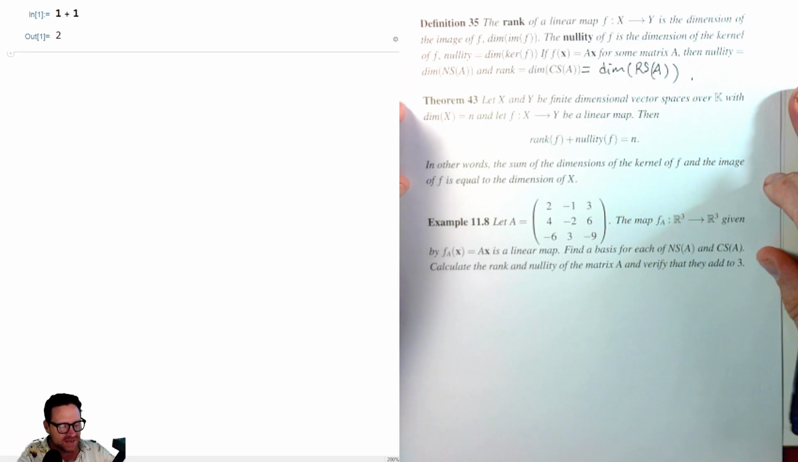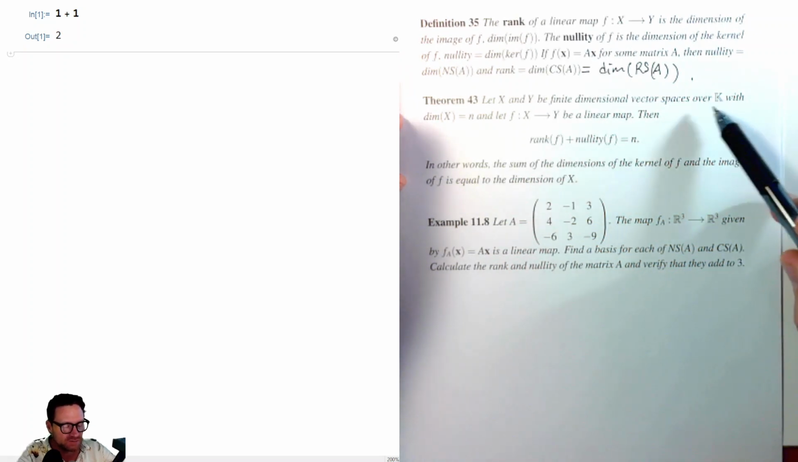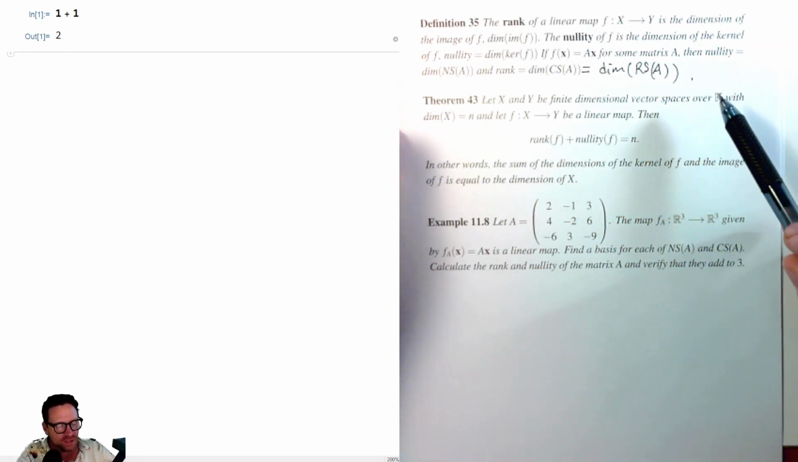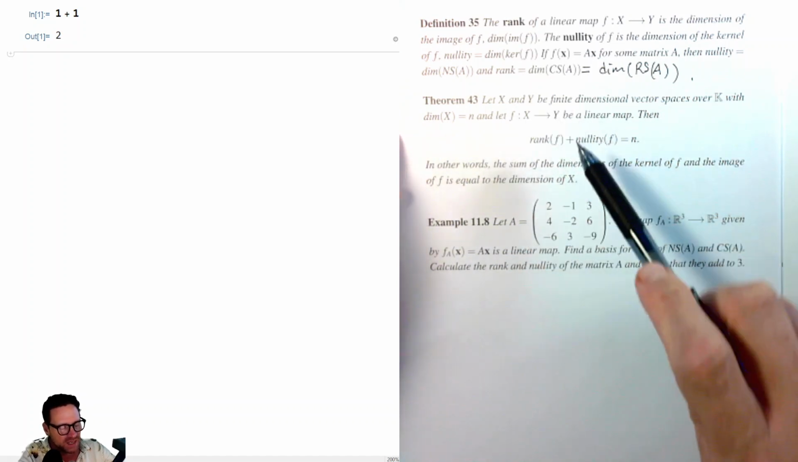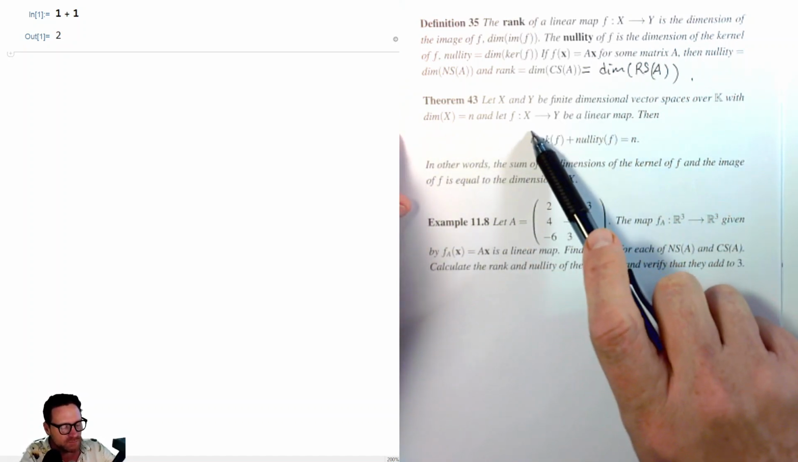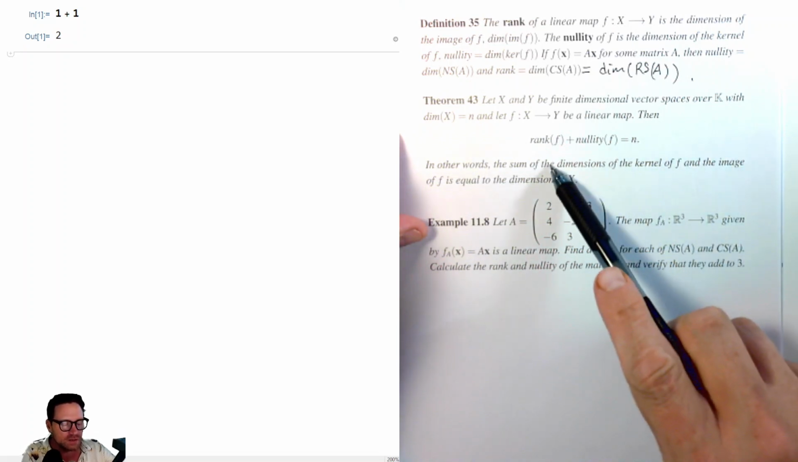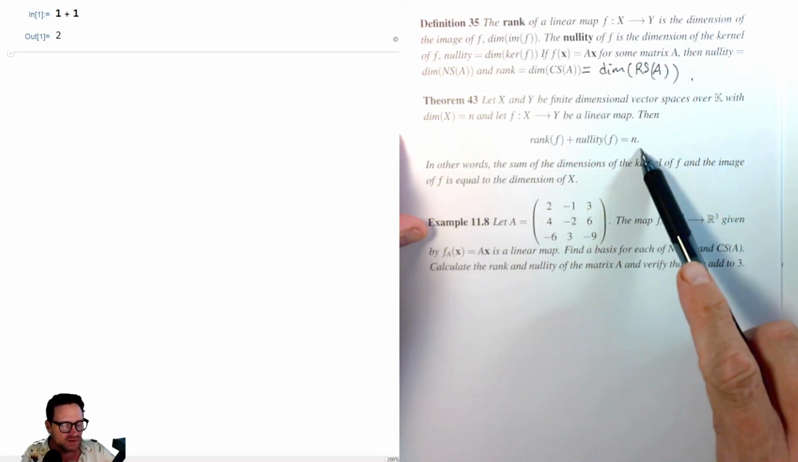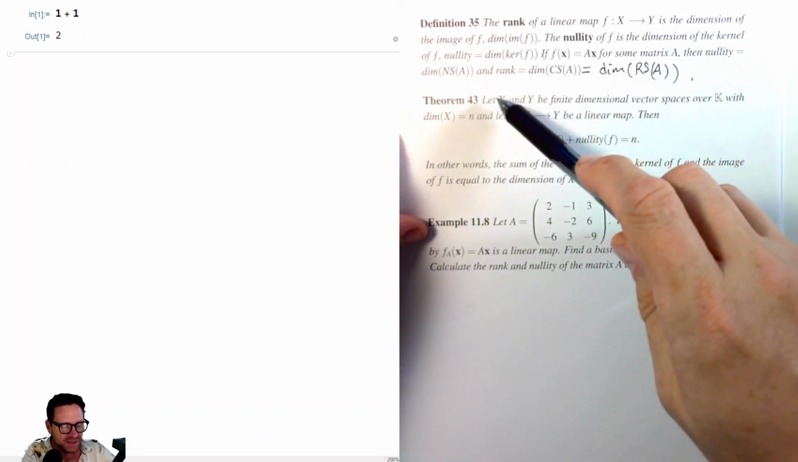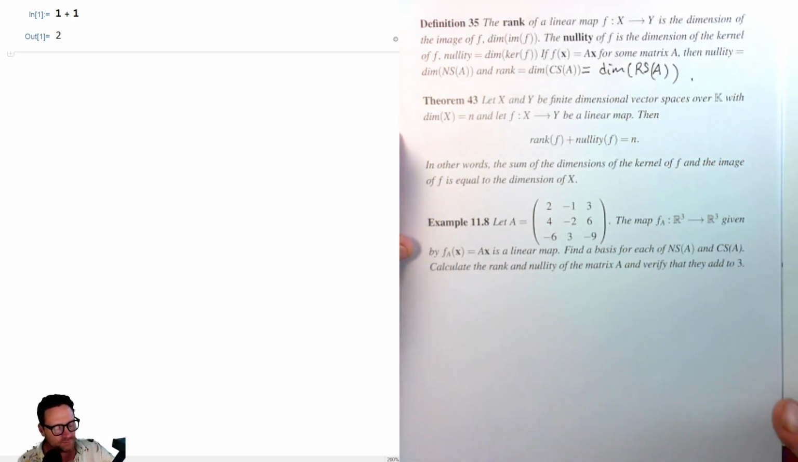Theorem 43. Let X and Y be finite dimensional vector spaces over K with dimension n, and let F mapping X to Y be a linear map. Then the rank of F plus the nullity of F is the dimension of X. In other words, the sum of the dimensions of the kernel and the image of F is equal to the dimension of X.